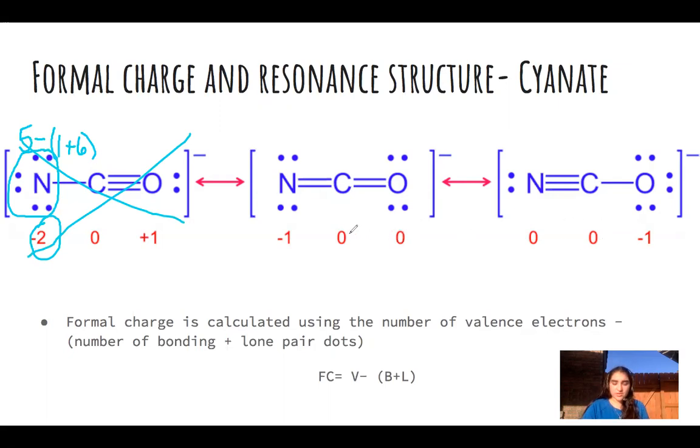But the question is, do we want to have the negative charge on the oxygen here or on the nitrogen? The answer to that is we want it to be on the oxygen, because it will be more stable. Oxygen is more electronegative, so it can handle the negative charge, which results in the triple bond here that we had seen before in the Lewis structure.